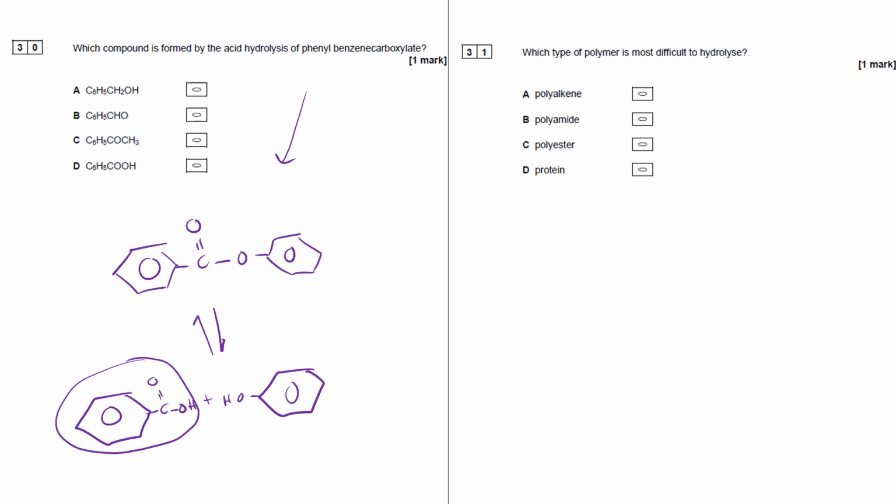So what compound is formed by the acid hydrolysis of an ester? You get your carboxylic acid and your alcohol. This is your carboxylic acid.